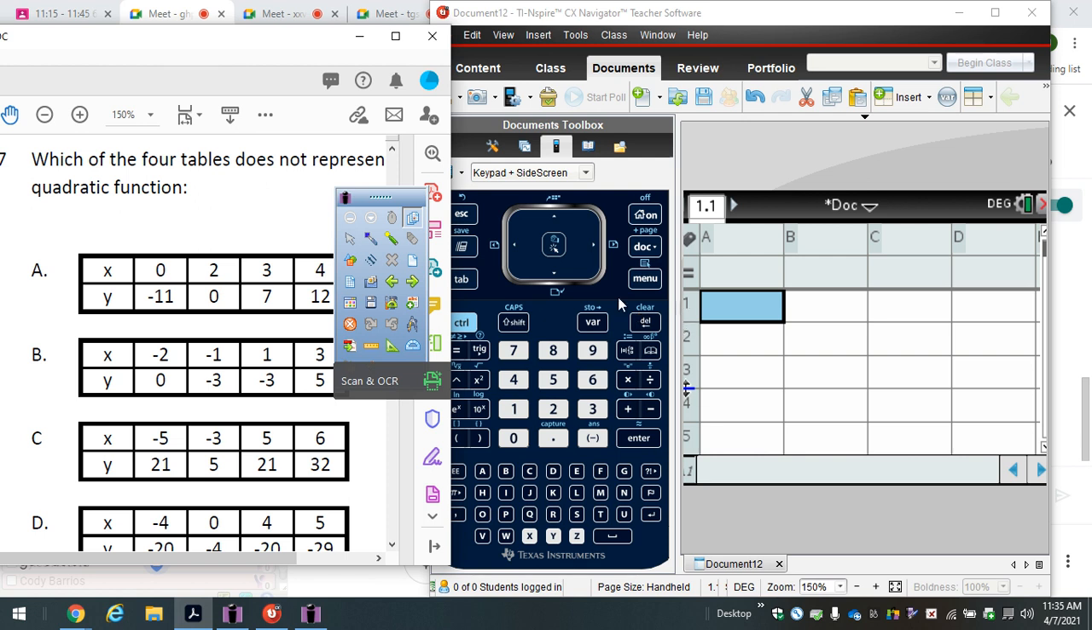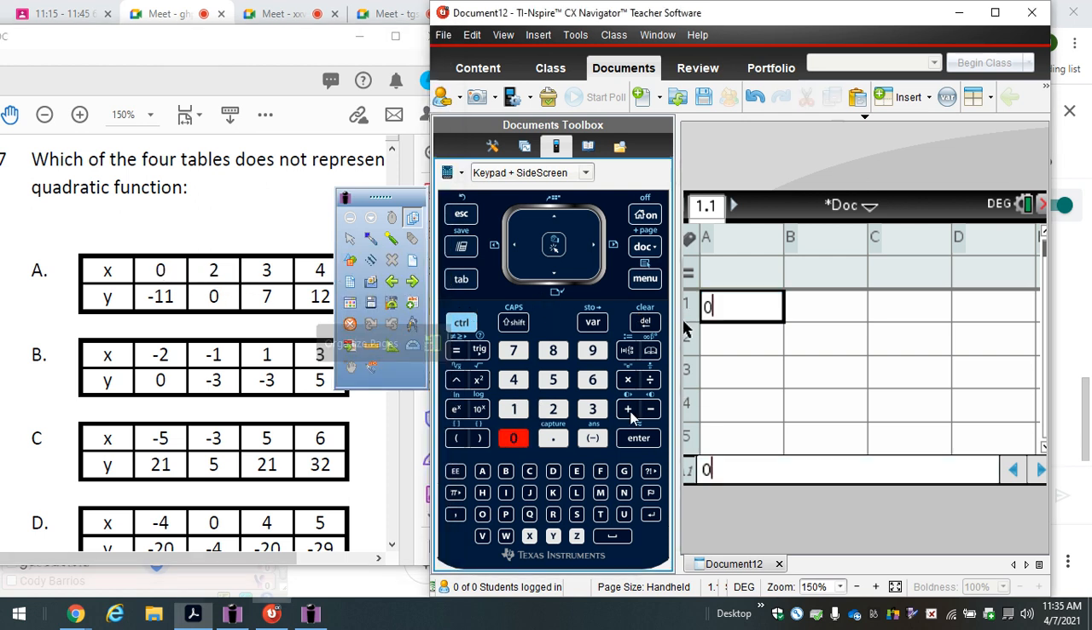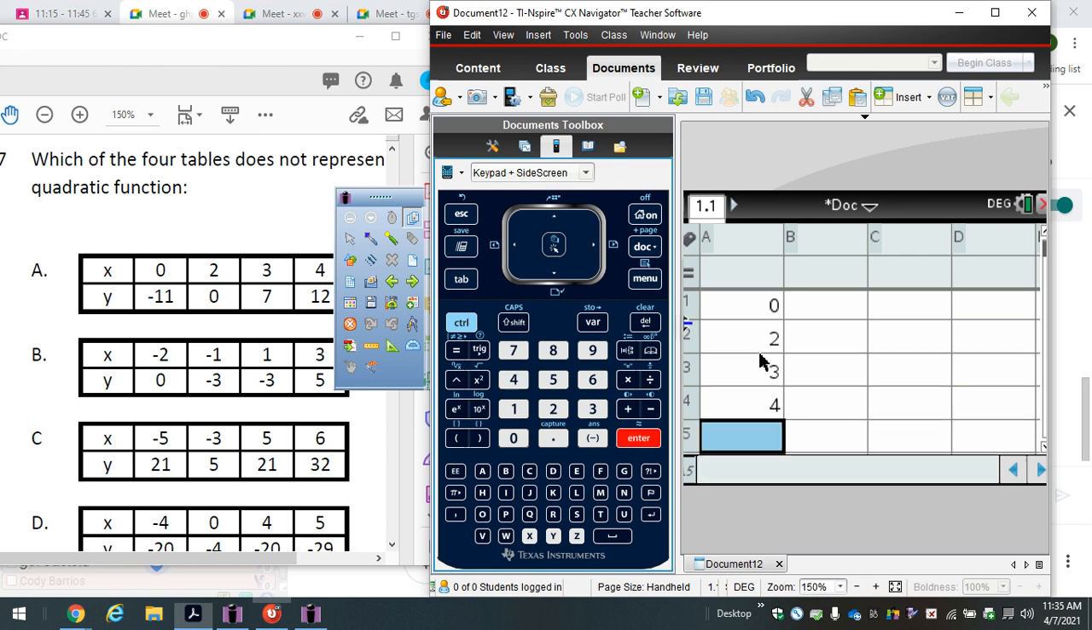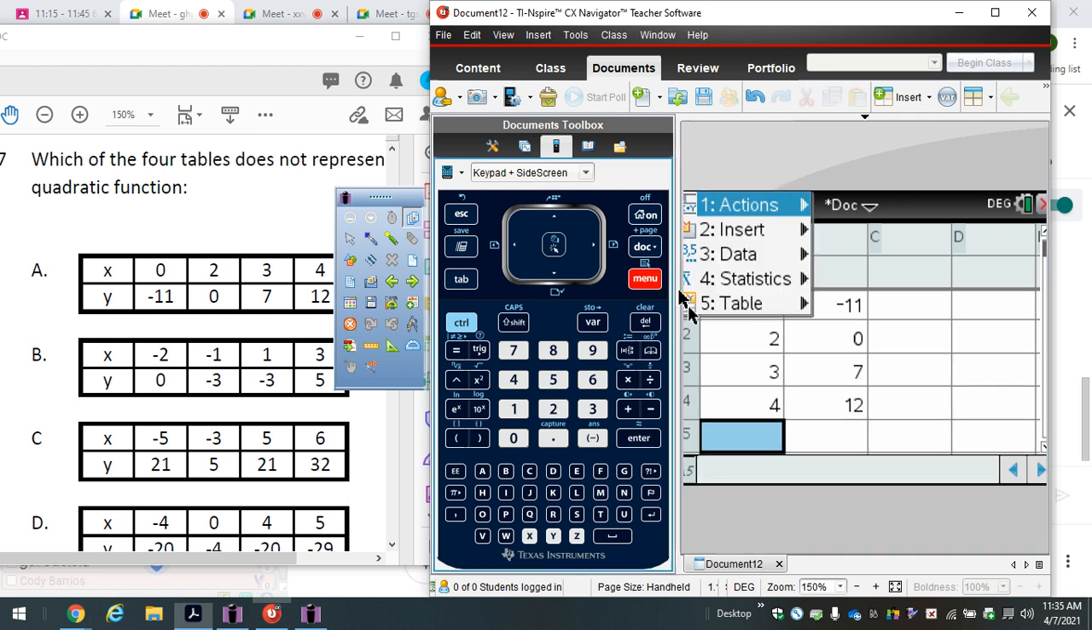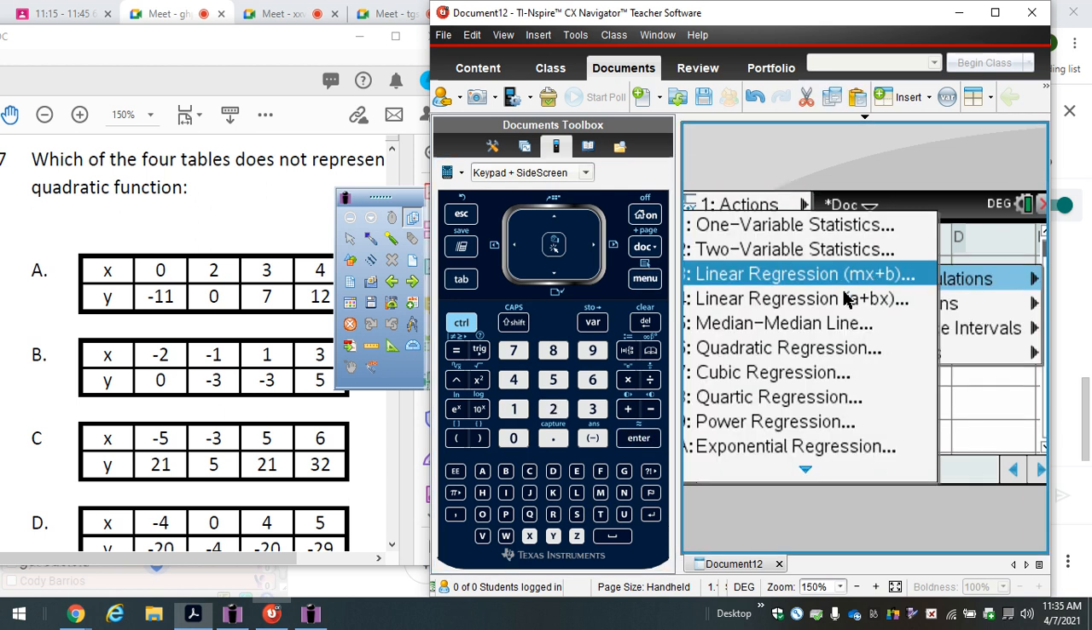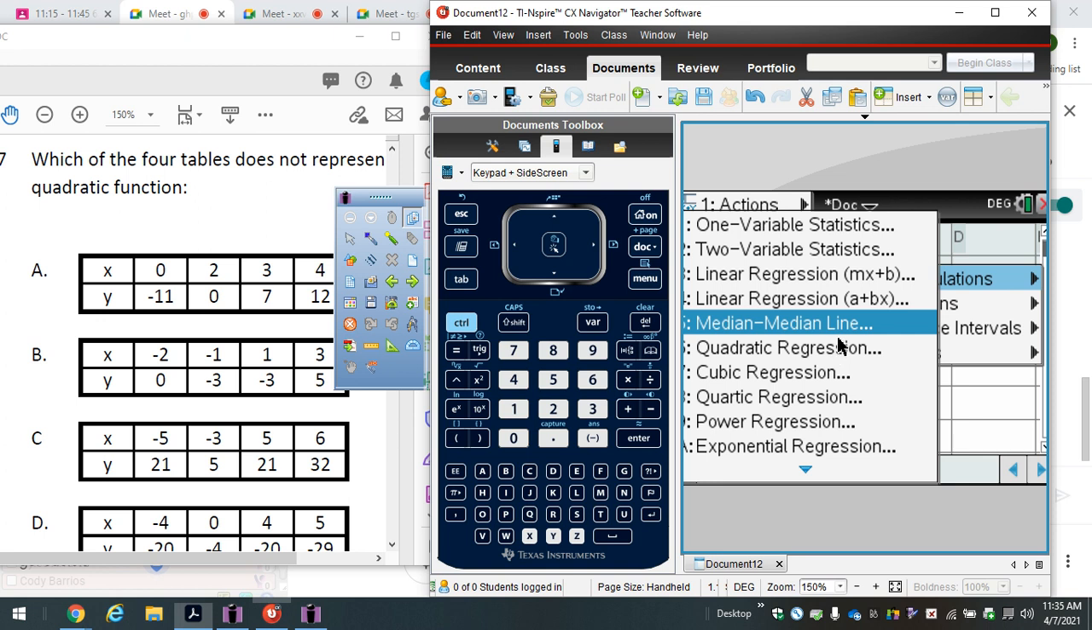So I'm going to type in the numbers for this table over here. Ready? So I'm going to go with the top one. 0, 2, 3, 4. This next one, 0 here. I'm going to have a negative 11 here. A 0 here, a 7 here, a 12 here. I'm going to come back here. I'm going to go to menu, 4, 1. Guys, it's asking if it's a quadratic. So I'm going to go to quadratic regression.